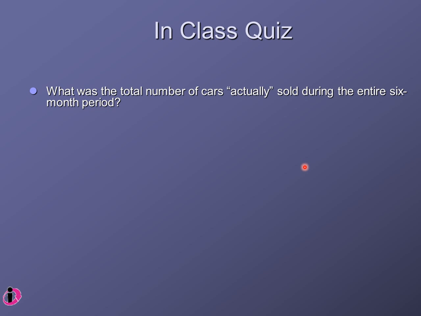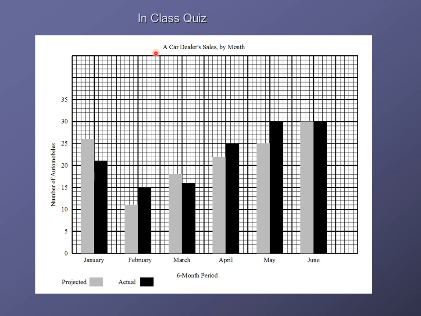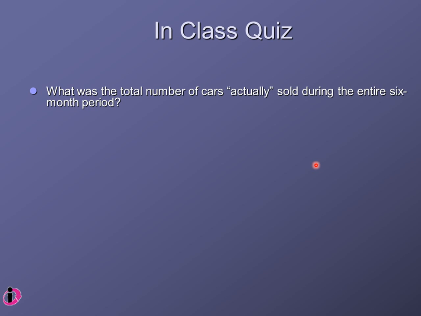Now, how many vehicles are sold? You can just add all the black bars, right? Black ones are the actual ones. So here 21, 15, 16, 25, 30, 30. Then you get the total sales, the actual sales.